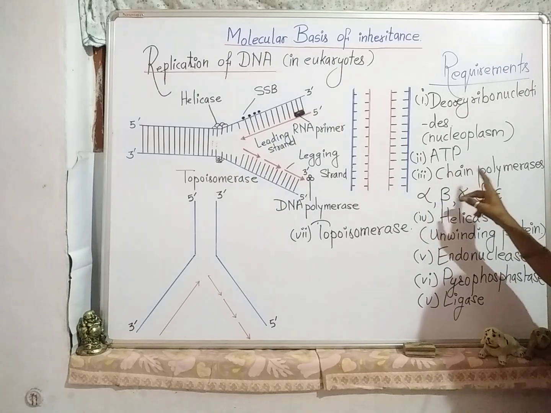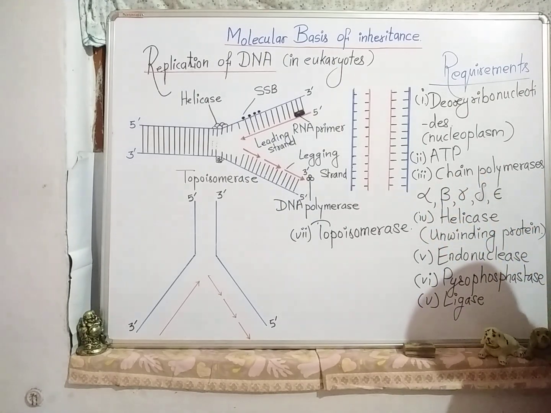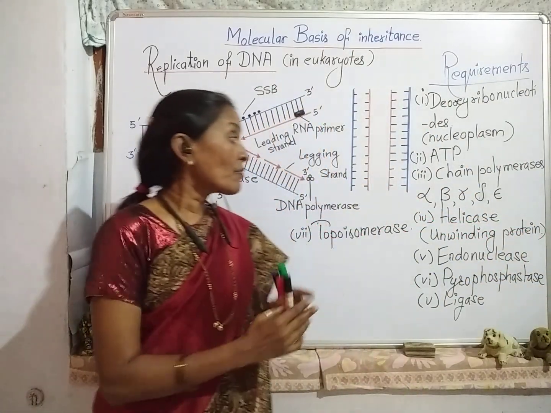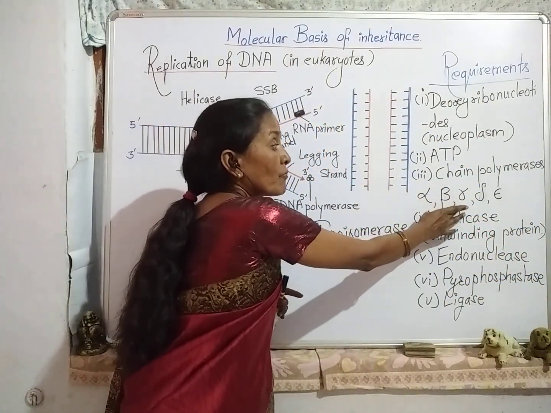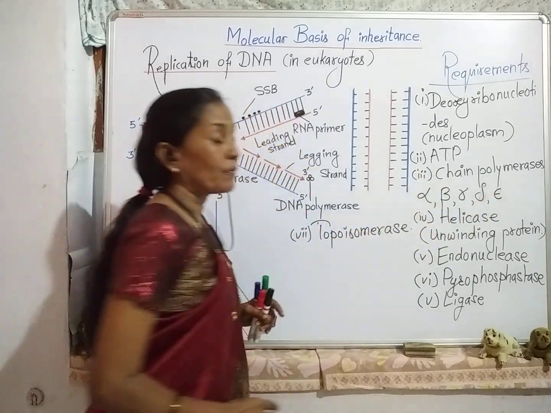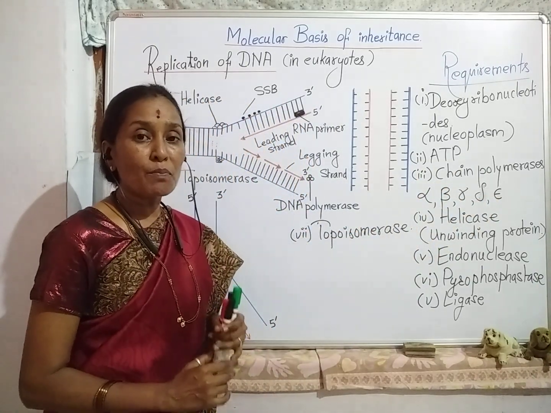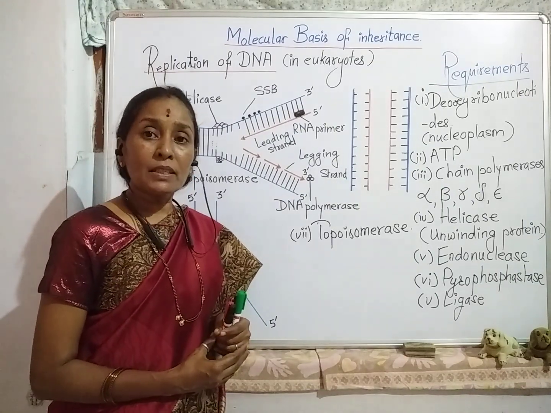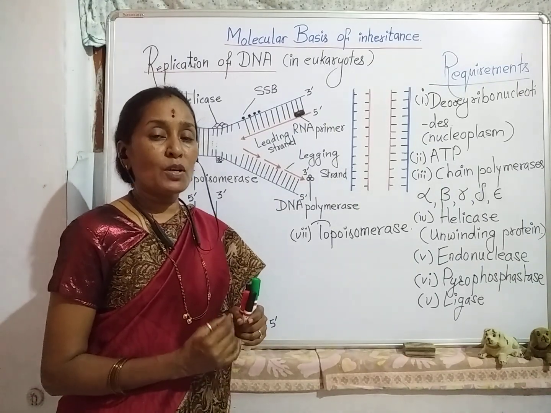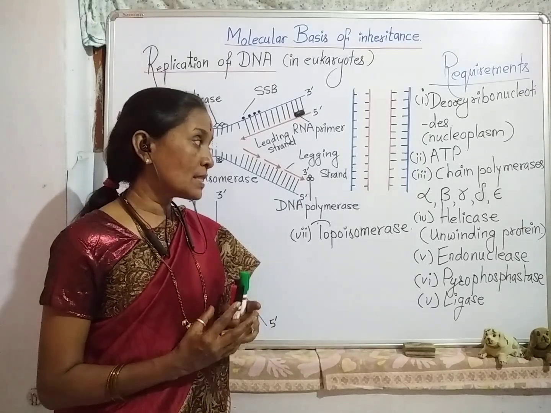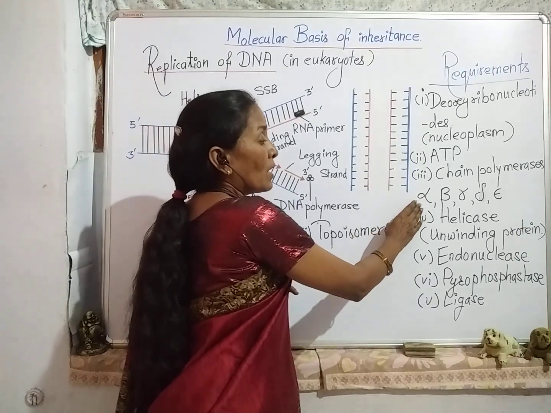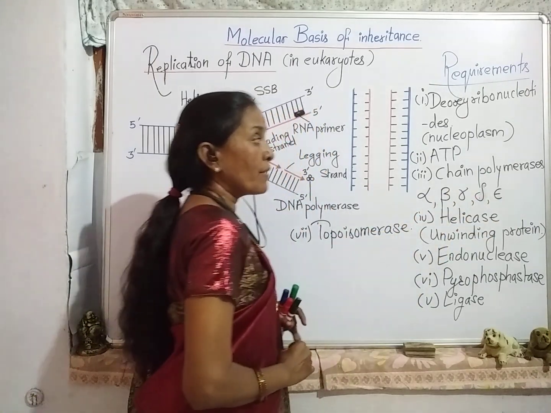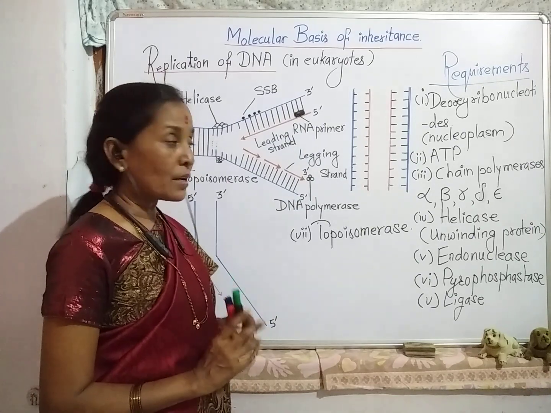Another enzyme is known as chain polymerase. In the eukaryotes, there are 5 types of polymerase enzymes: alpha, beta, gamma, delta and epsilon. There are 5 different types of polymerase enzyme. While in the prokaryotes, there are only 3 polymerase enzymes: polymerase first, polymerase second and polymerase third. Here, the 5 different types of polymerase enzyme are required.